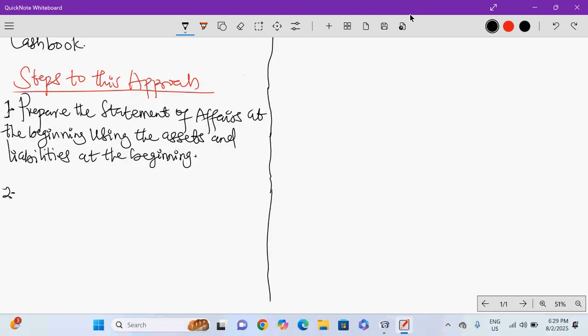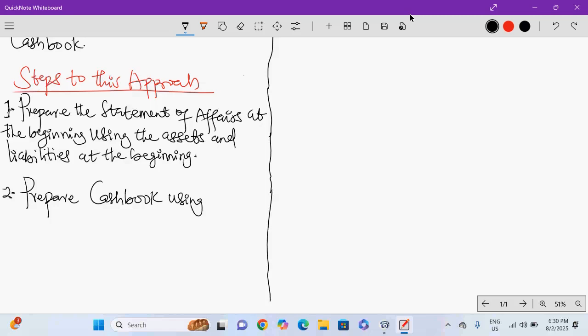The second step is to prepare the cash book. Under the not-for-profit making organization that we looked at, we would have said prepare receipt and payment. So this one is prepare cash book. You see they are the same, the steps are the same, just a slight difference. Receipt and payment is the same as cash book, just that for not-for-profit making organizations, they don't call it cash book, they call it receipt and payment.